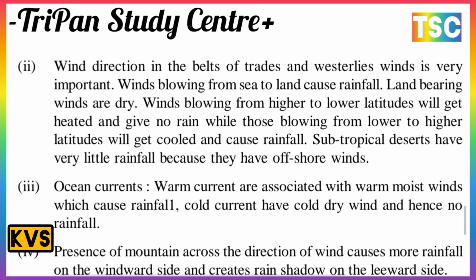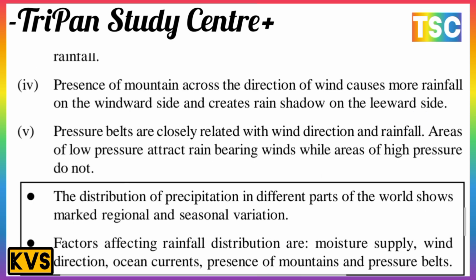The next factor is ocean currents. A warm ocean current is associated with warm moist winds, which cause rainfall. Cold currents have cold dry winds and hence no rainfall. The next point is the presence of mountains across the direction of wind, which causes more rainfall on the windward side and creates a rain shadow on the leeward side. The fifth point is also important.